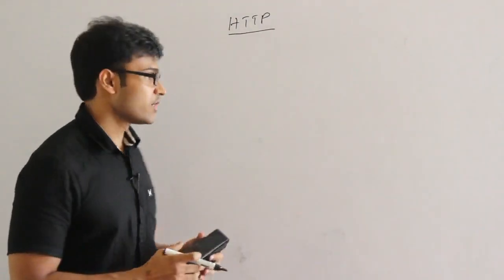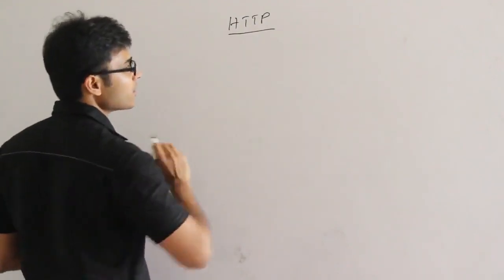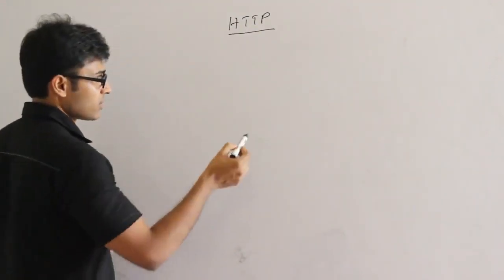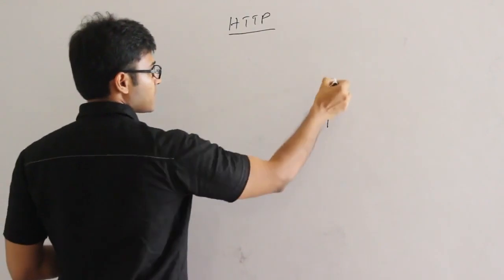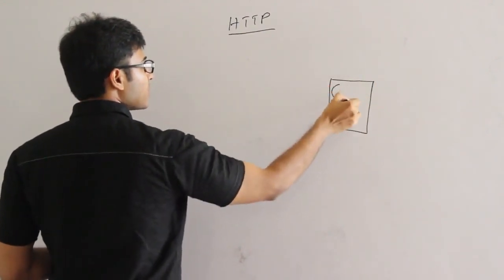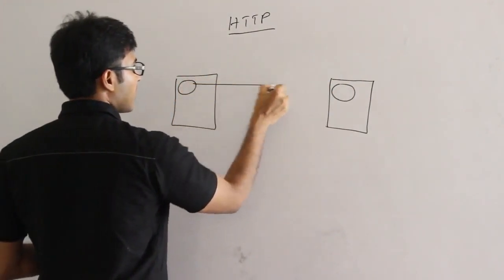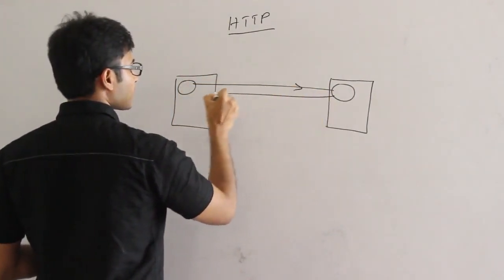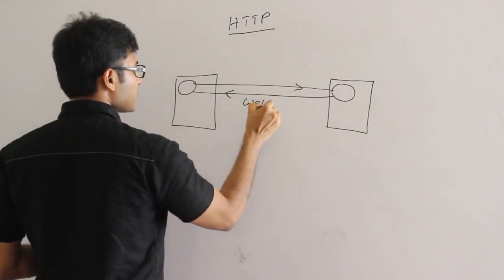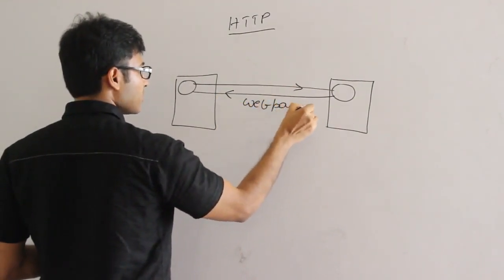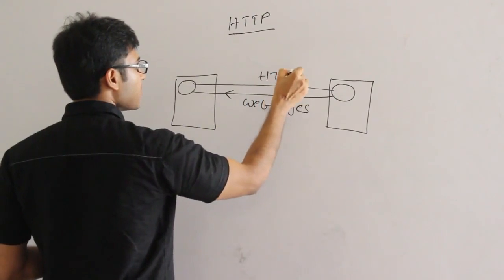So the first thing is HTTP runs at port number 80, and if you want any web page, you are supposed to contact the server. So there will be some server running, and you are supposed to contact the server at port number 80, and it will send you the web page, right? So getting the web pages can be done using HTTP. Okay, this is the main thing.